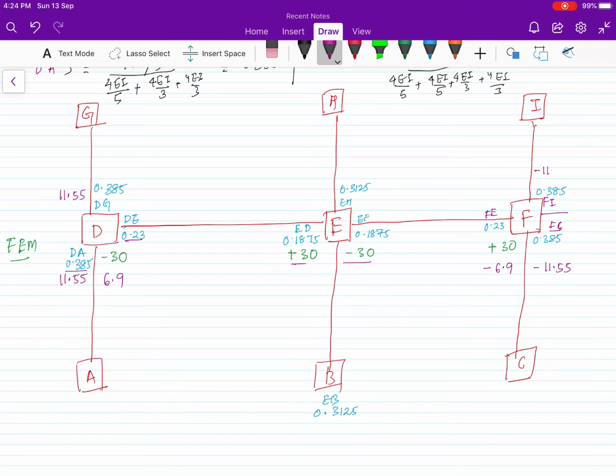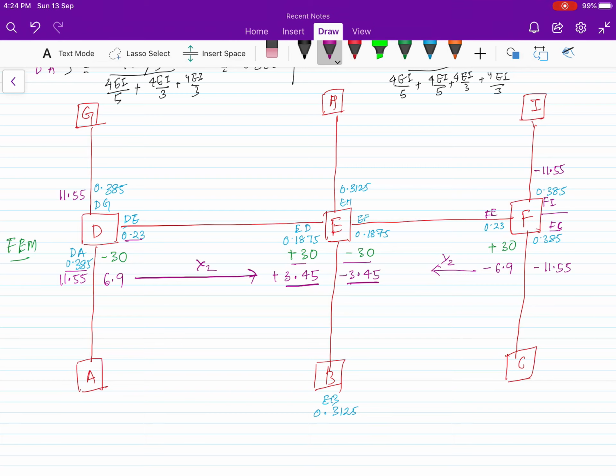So above also minus 11.55. Now this 6.9 moment will be carried over, half will be carried over to this end. So half of 6.9 is 3.45. Similarly, from minus 6.9 the carryover will be half, so minus 3.45. Okay, so you see at point E again plus 3.45 minus 3.45, so there is no unbalanced moment. If you add, it becomes 0 again.